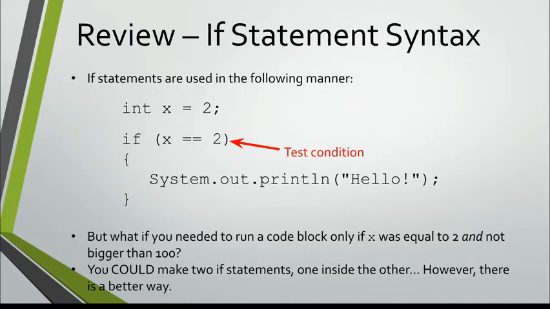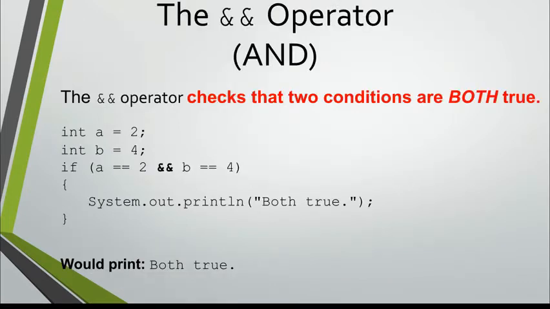Let's review if statement syntax. If statements are used in the following manner. Int x equals 2. If x is equal to 2, print hello. But what if you needed to run a code block only if x was greater than 2 and not bigger than 100? You could make two if statements, one inside the other. However, there is a better way.